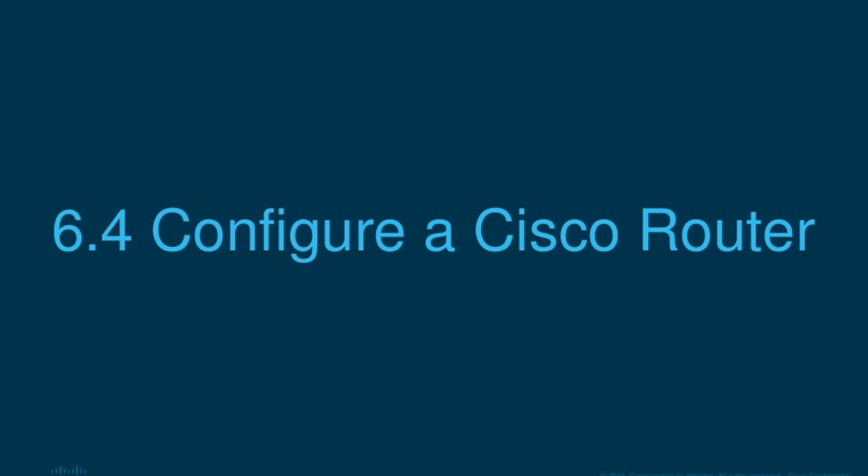So 6.4, configure a Cisco router. Cisco routers and switches have many similarities in regards to their configuration. First, they support a similar operating system, support a similar command structure, and support many of the same commands. They also have identical initial configuration steps when implemented in a network.